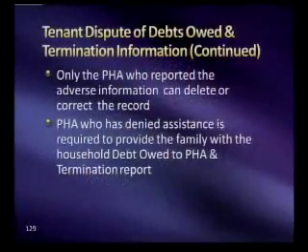Look at the last bullet. A PHA who has denied assistance is required to provide the family with the household debt owed to the PHA and the termination report. So if you have denied assistance, one of the things you probably want to get in the habit of doing is, if you're denying an application for assistance based on an EIV debt record, include a copy of that record in the denial letter. That way they don't have to come back to you and ask for a copy of the report. The report lists all the household members that were a part of the family as of the EOP, and they can resolve that issue with the reporting housing authority.